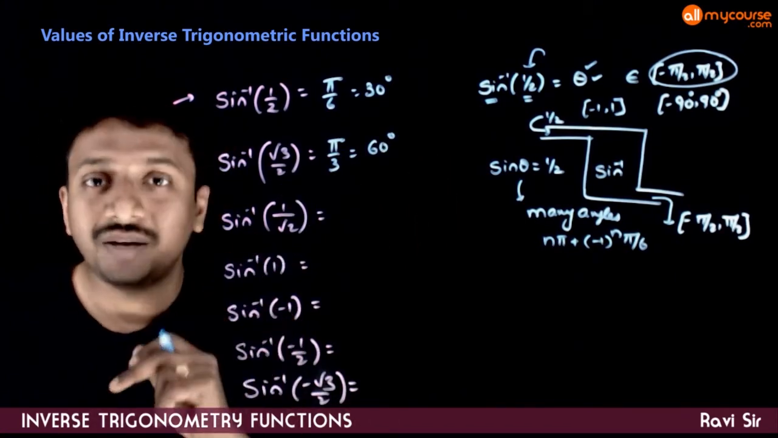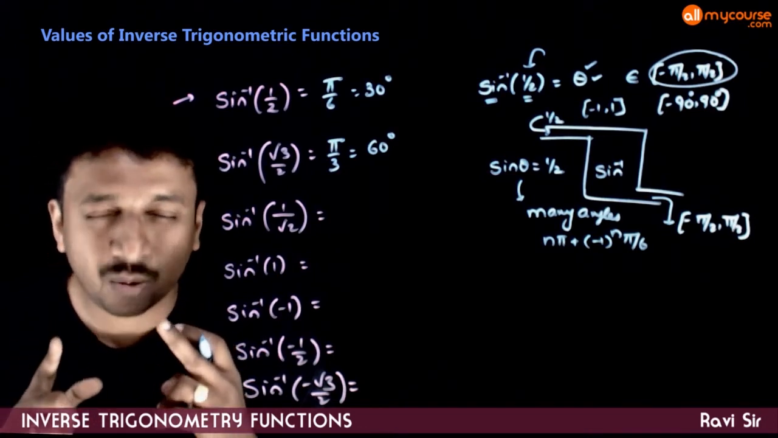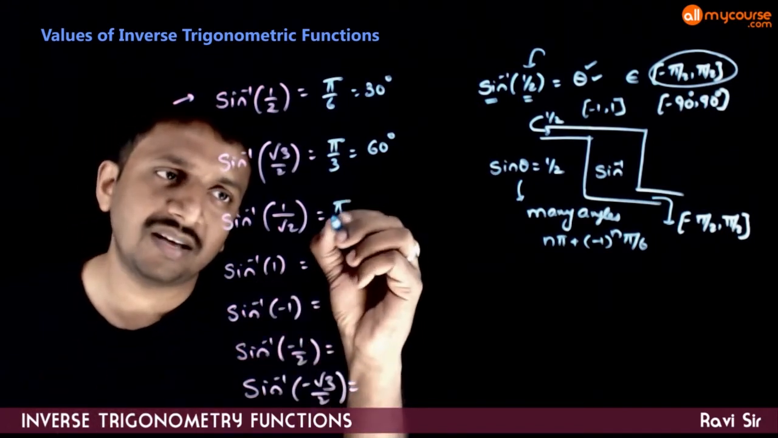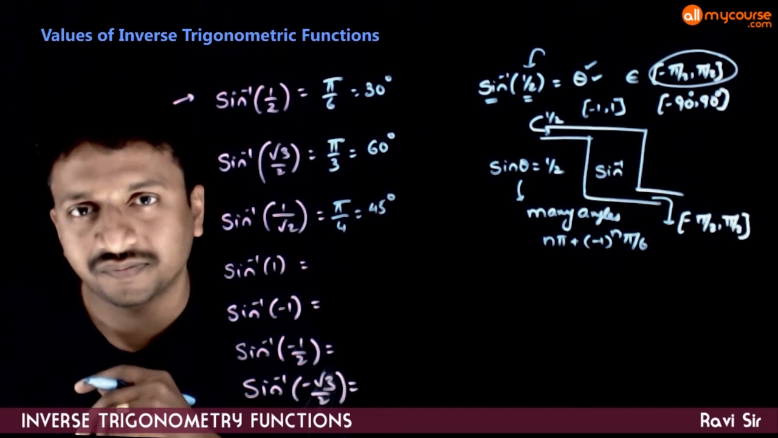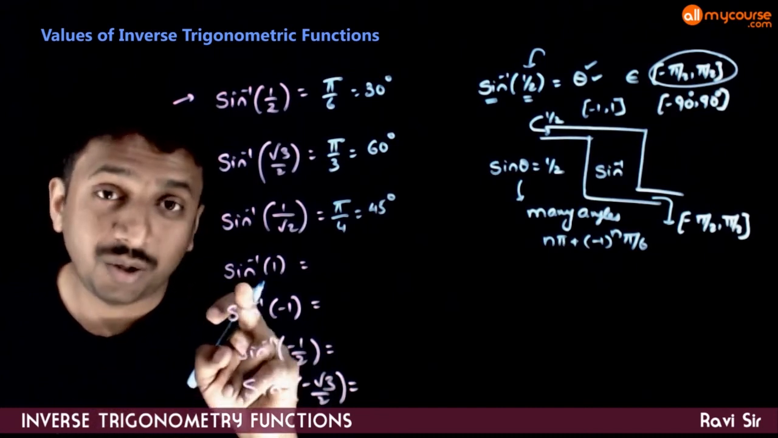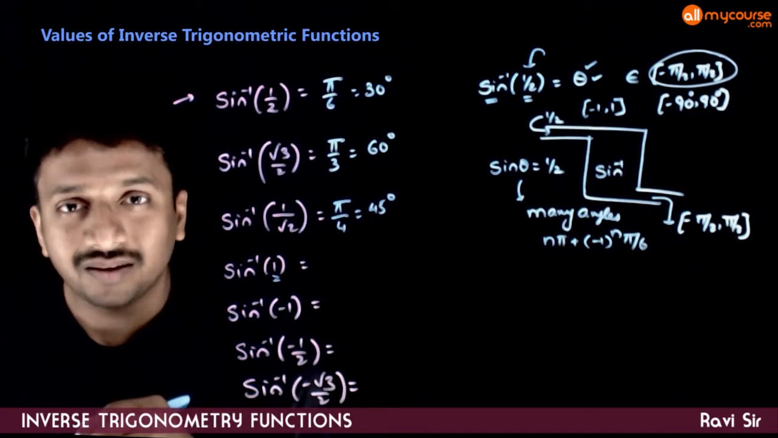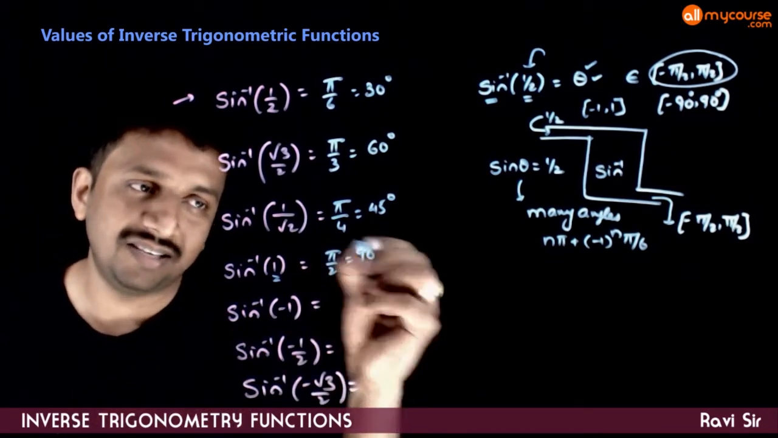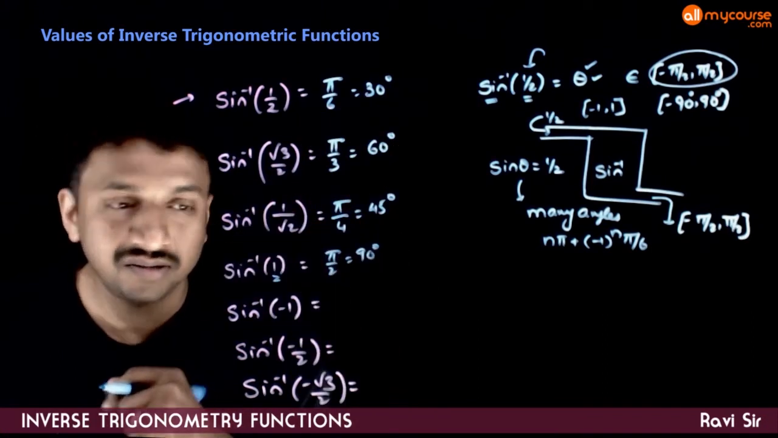Sine inverse of 1 by root 2 corresponds to which angle? Sine equal to 1 by root 2, 45 degrees. The answer is pi by 4 or 45 degrees. Corresponding to which angle is sine theta equal to 1? Pi by 2 or 90 degrees. So this is how you find the values of sine inverse.